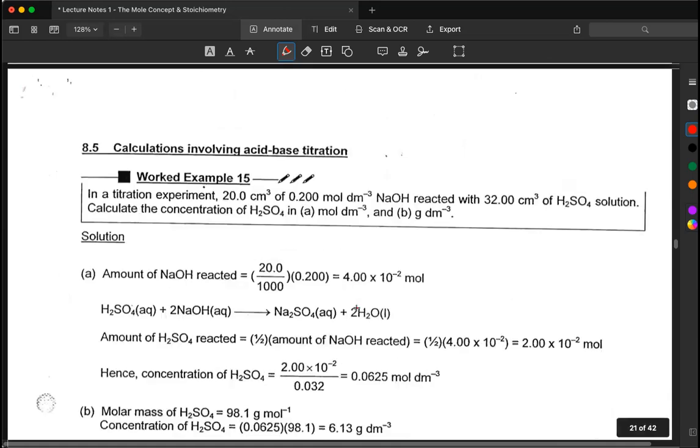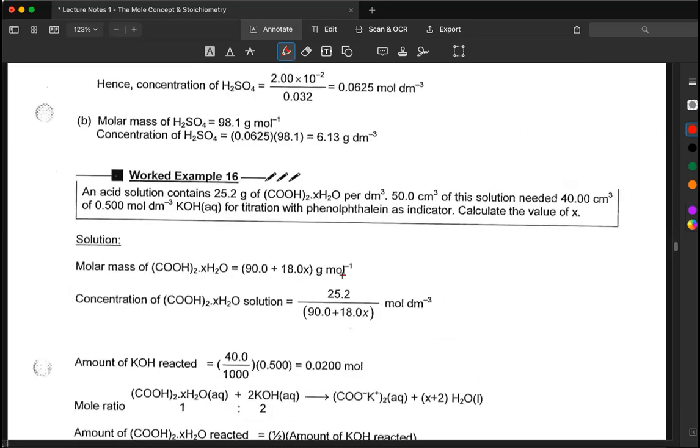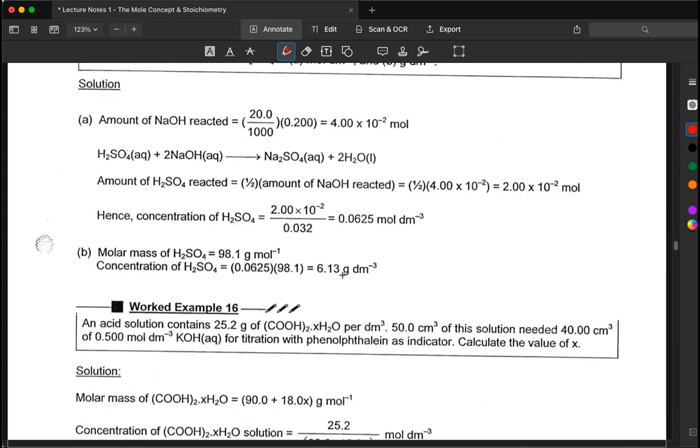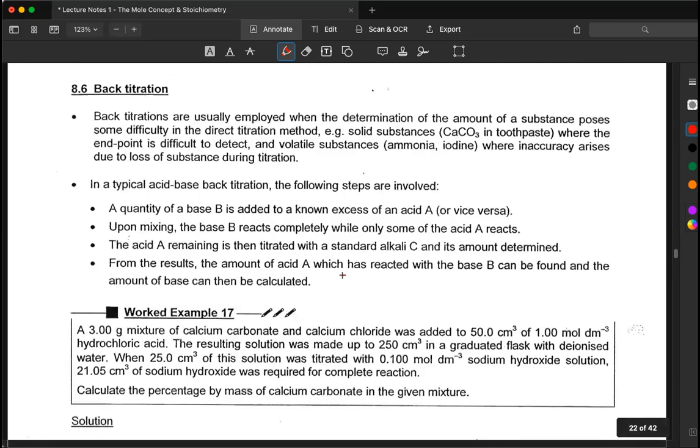Now, I won't go through the calculations. You can just read them yourself. It's the same as what you have done at O level. But this is something new, back titrations. Back titration is covered briefly at O level, but it will be more intensively assessed at A level.